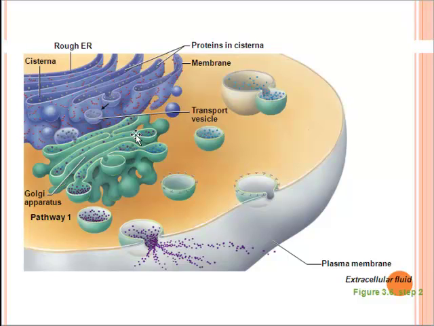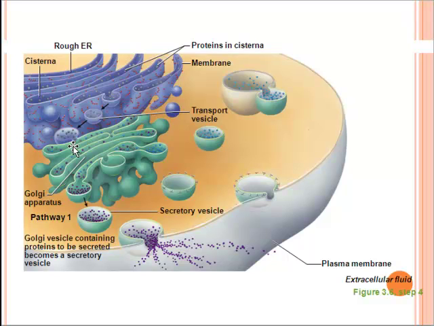So here's our transport vesicle coming down. Notice how it buds off the rough ER and attaches onto the Golgi apparatus. Then in the Golgi apparatus, these proteins, these little dots here, are going to be further modified and prepared to have one of three things happen to them.